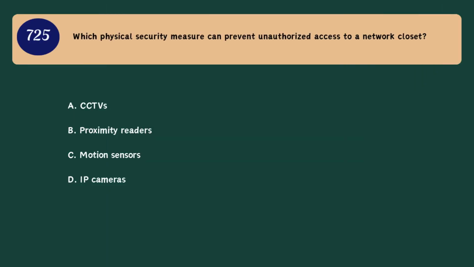Question 725. Which physical security measure can prevent unauthorized access to a network closet? A. CCTVs. B. Proximity readers. C. Motion sensors. D. IP cameras.